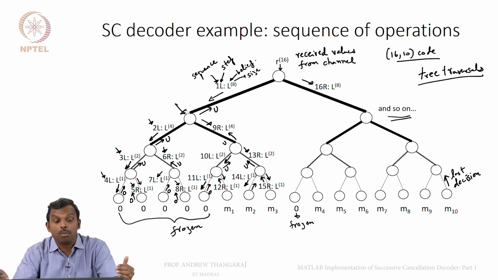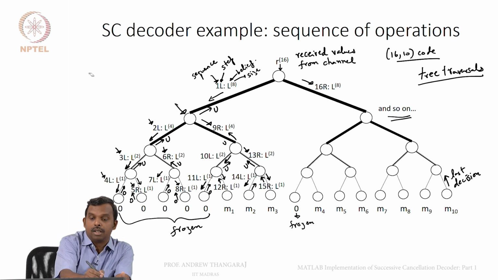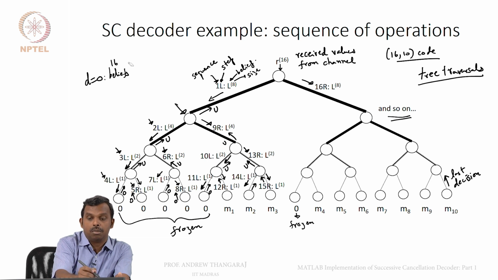Of course, when both the left and right child have sent their decisions, you can forget about what is there. So it is possible to not store everything, but we will be a bit relaxed about it, and we will store all the messages that are flowing in every depth. So if you see here, you have depth 0, you have beliefs. There are 16 beliefs.